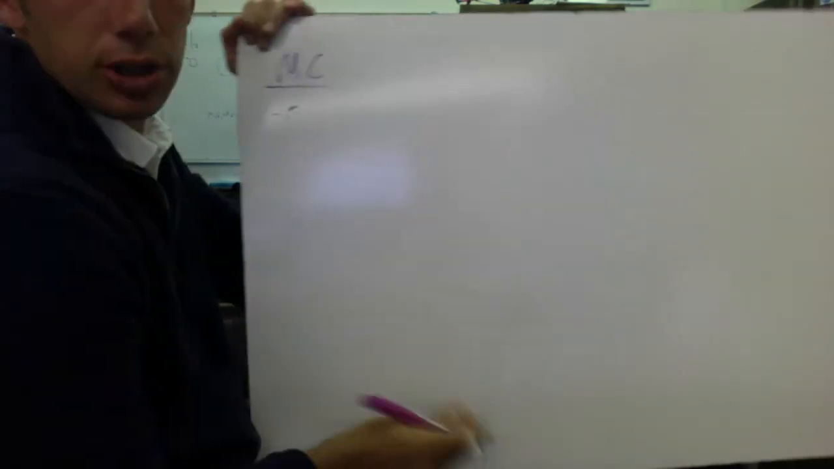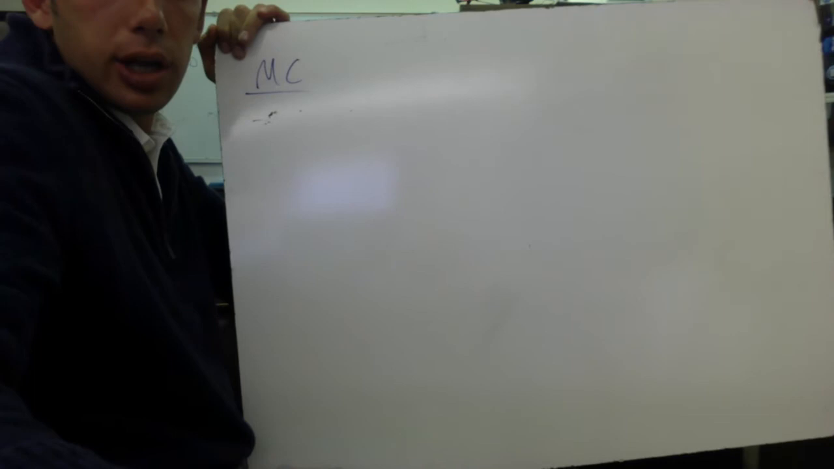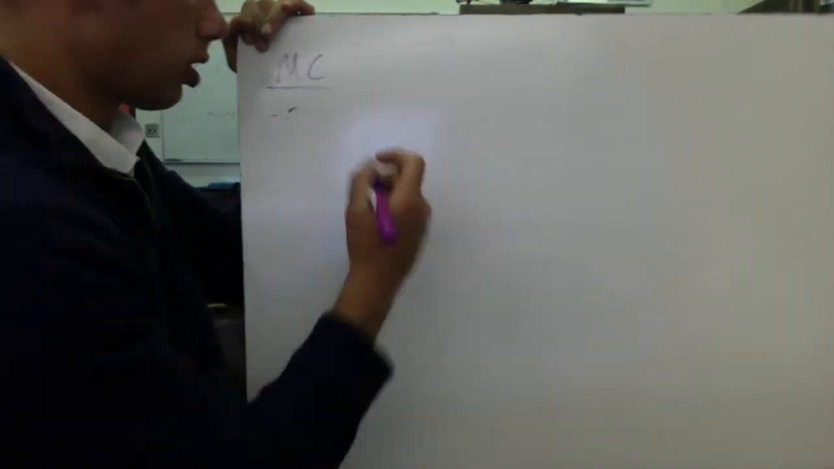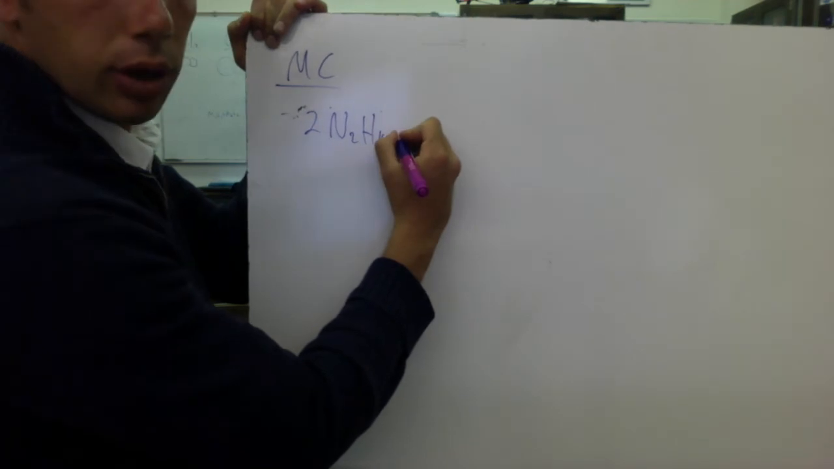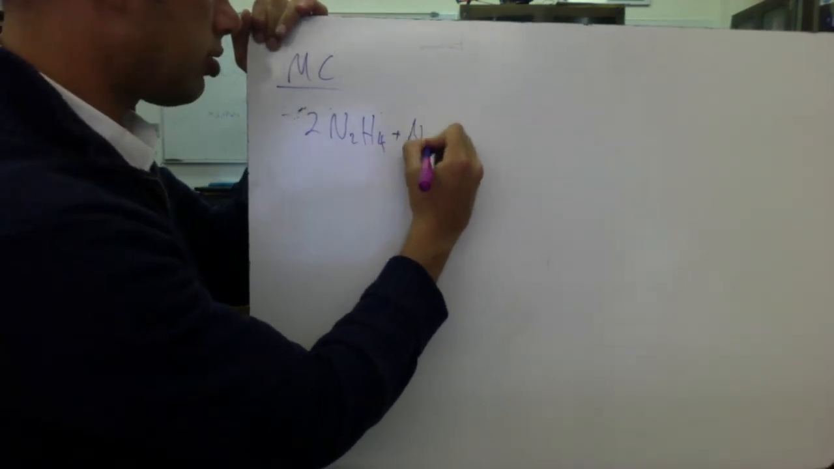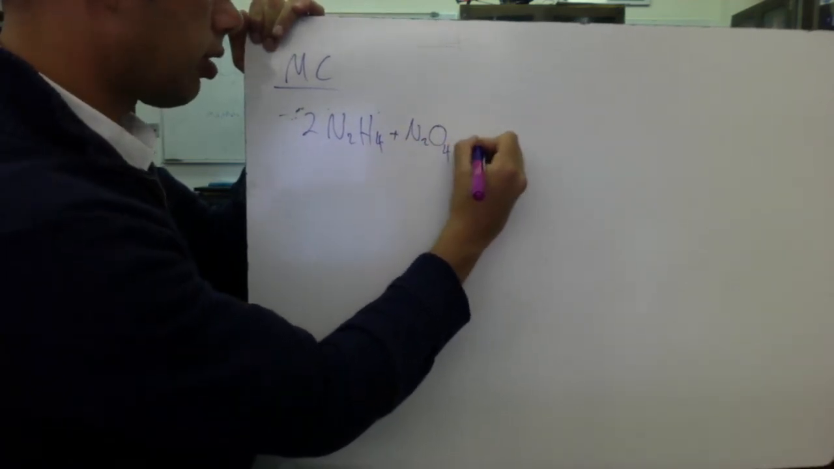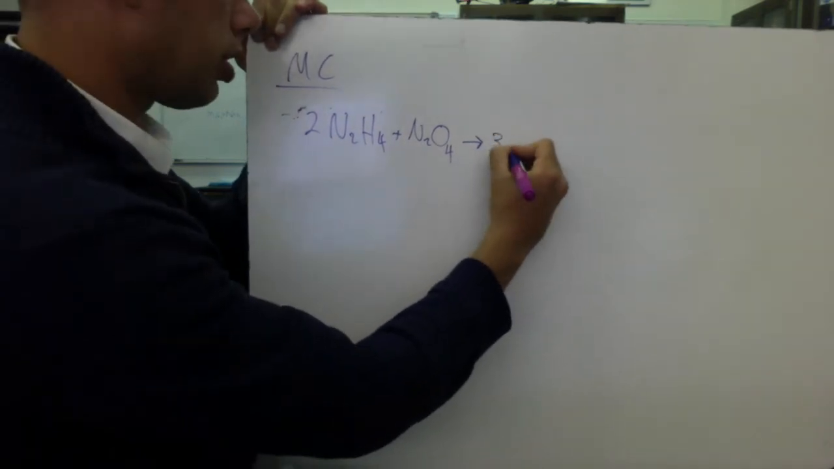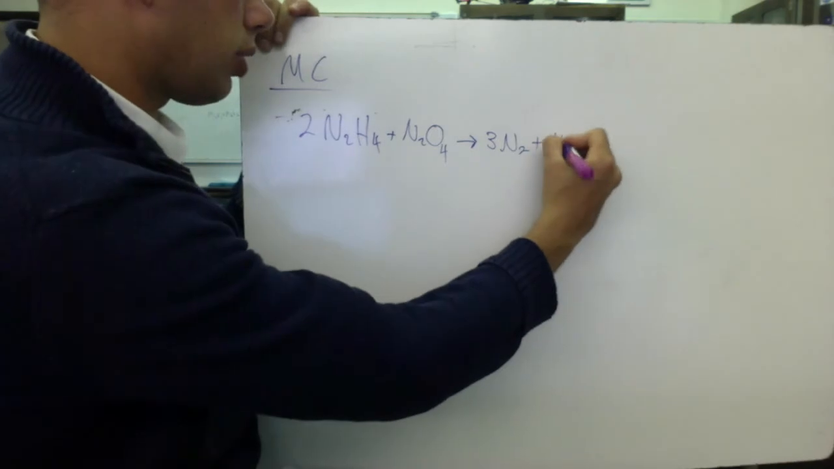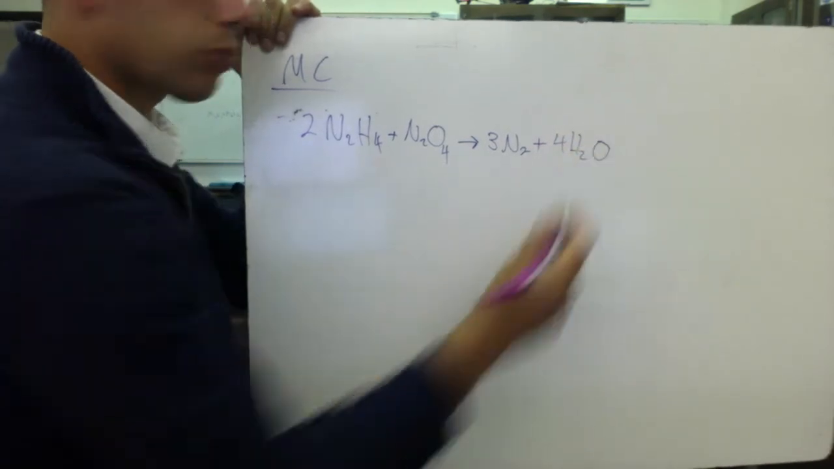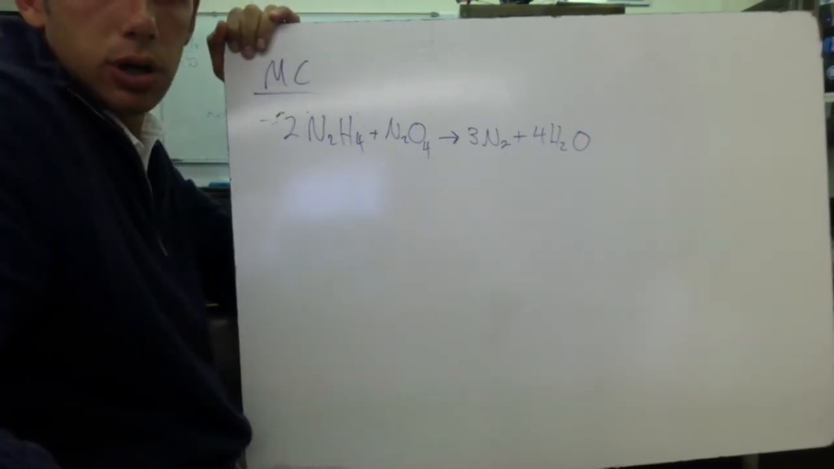And in this multiple choice question, we had a reaction where 2N2H4 plus N2O4 goes to 3N2 plus 4H2O. I believe that's correct, yes.